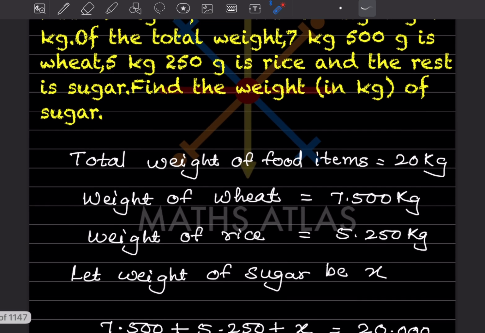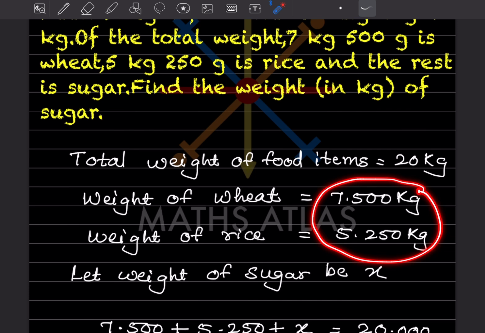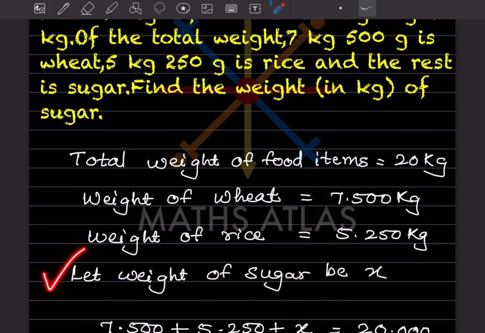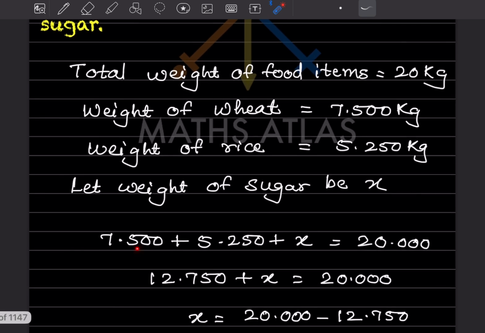So we can put here, there are many ways you can do this. You can add this one and then subtract it from 20, or we can put here an additional one, let the weight of sugar be x. So what we will do here, 7.500 plus this is rice plus the sugar, we have considered this as x, that is 20. So I put here 20.000.